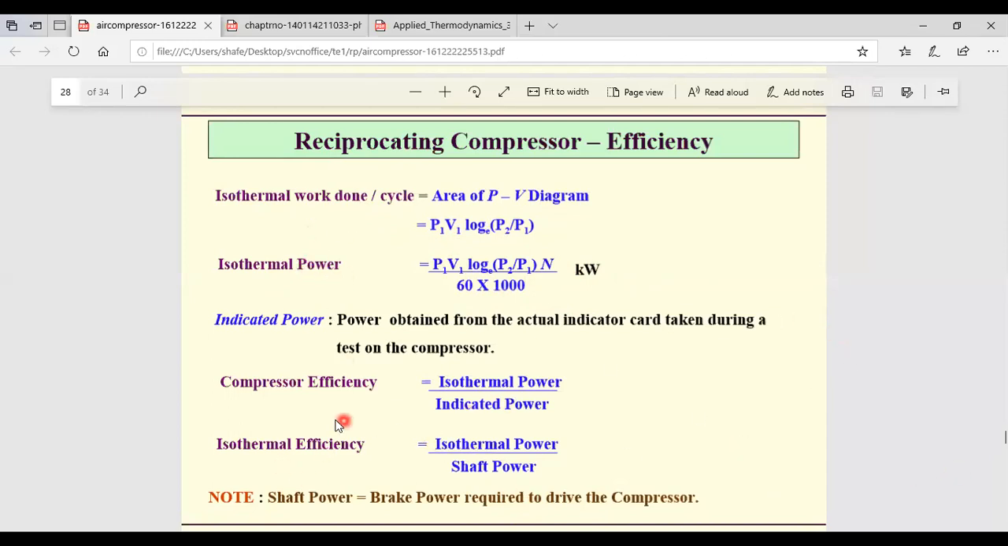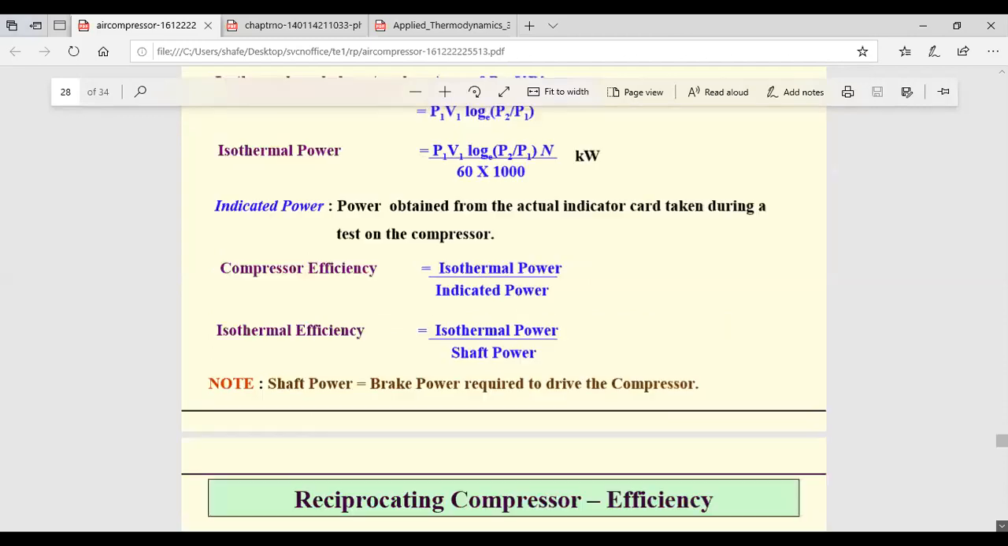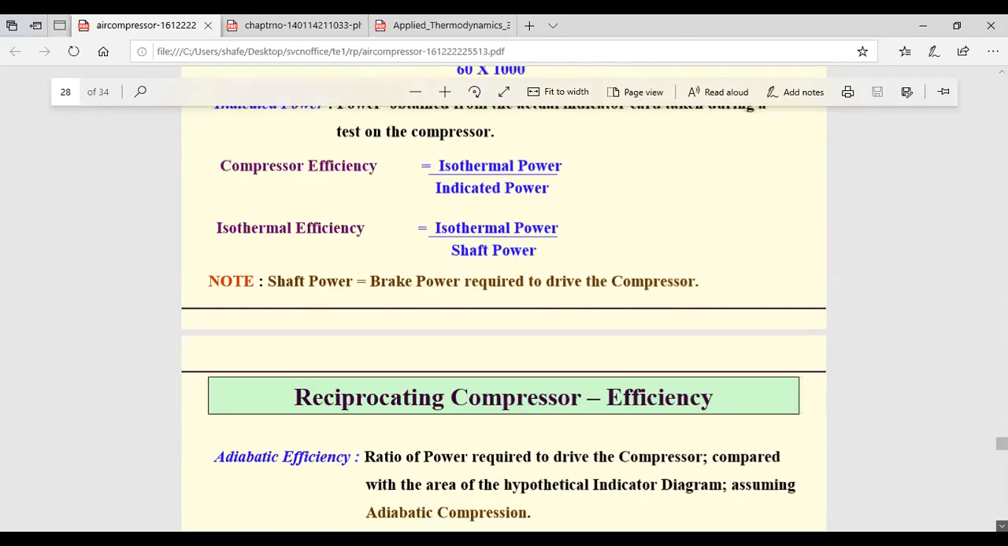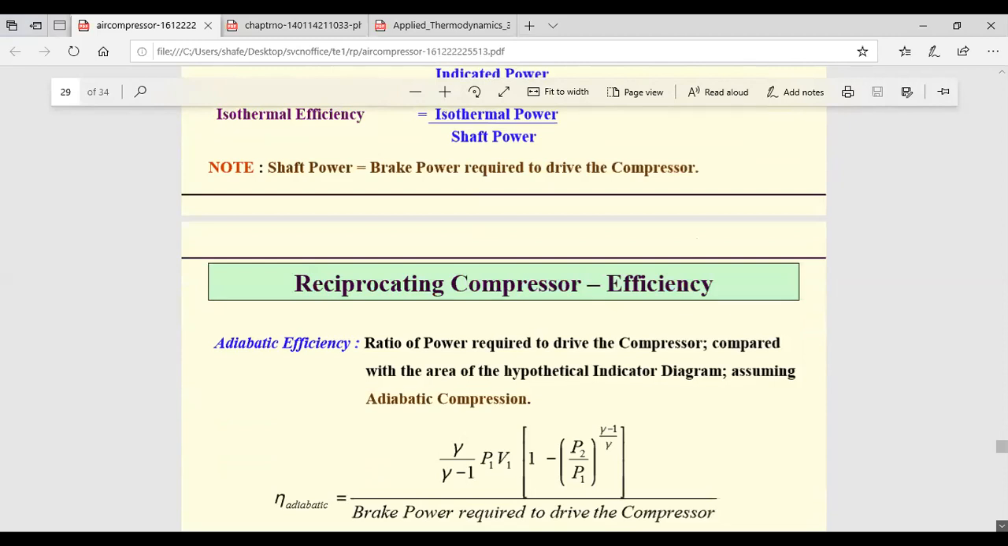Okay. Now, what is isothermal efficiency? We already discussed: isothermal power by actual power. The actual power is what is called the indicated power. Here it is mentioned in different terms: the shaft power. The shaft power is the brake power required to drive the compressor, right? So it is the power inside available, divided by the power available at the end of the shaft. That's called isothermal efficiency. Similarly, some more parameters we'll see here. Then I'll take one or two problems so you can easily understand.